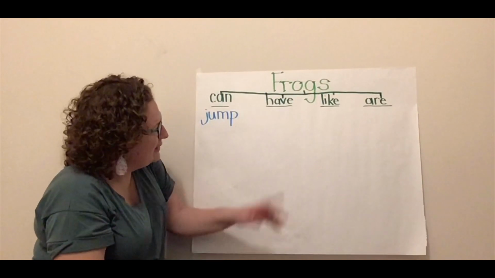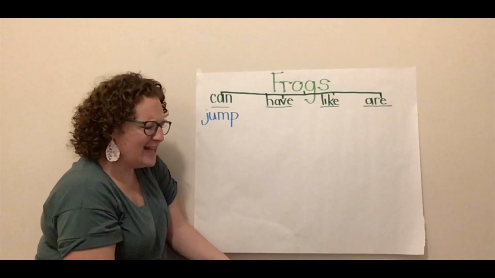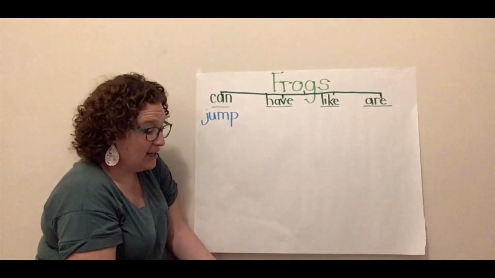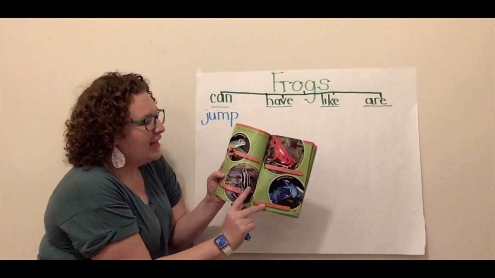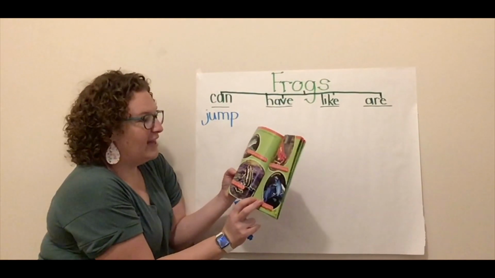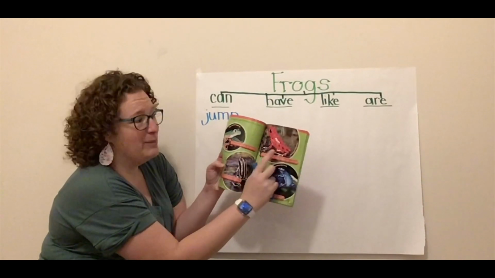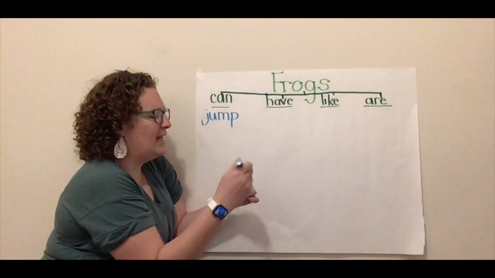Then I'm going to look at my next category, and it's frogs have. And if you remember, Miss Lodato is going to turn to that page with all of those frogs. And there's so many different things that frogs have, but I was visualizing this when I made this tree map of all the spots on that frog. So I'm going to say frogs have spots.